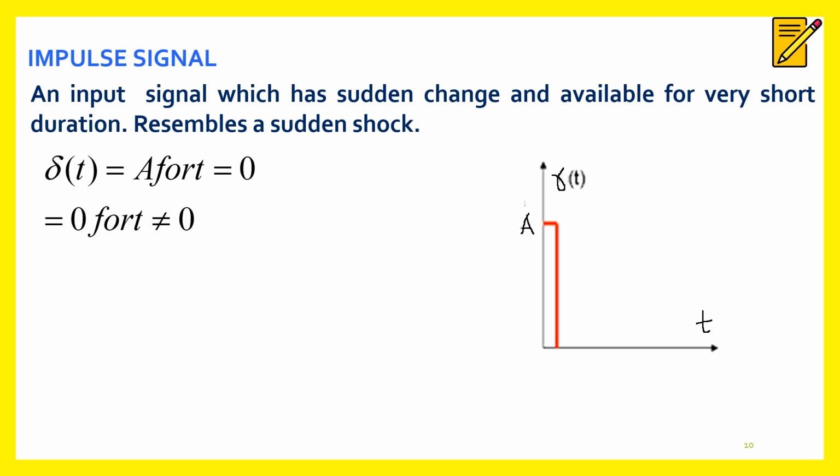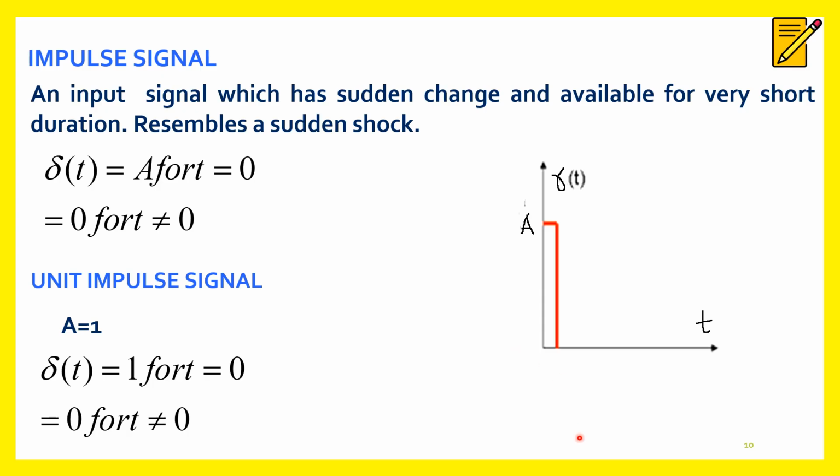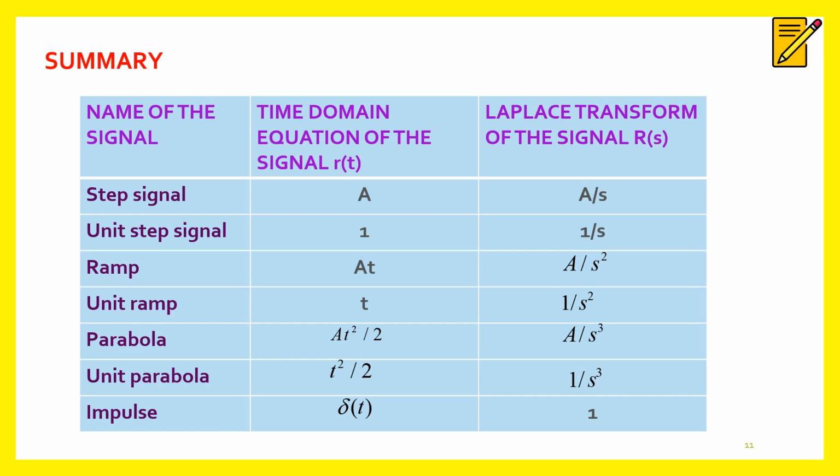The next signal is the impulse signal. An impulse signal is a short duration signal whose magnitude is large at time t equal to 0 and then the magnitude becomes 0. If it is a unit impulse signal, the magnitude becomes 1 only at time t equal to 0. For the remaining time the magnitude is 0. So this is called the unit impulse signal. The Laplace transform of the unit impulse signal is 1. The impulse signal can also be represented by the symbol delta of t.